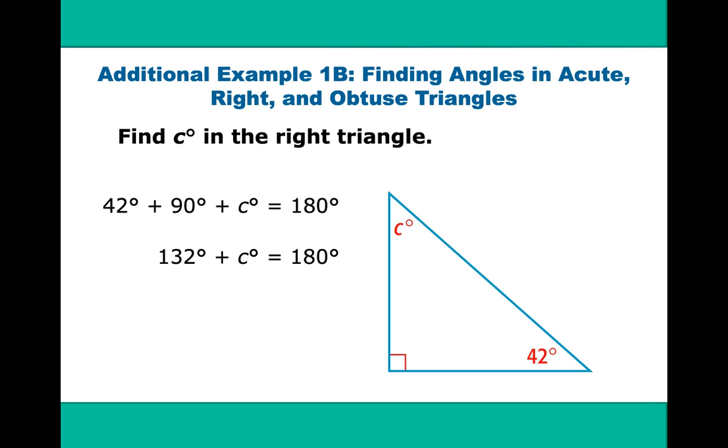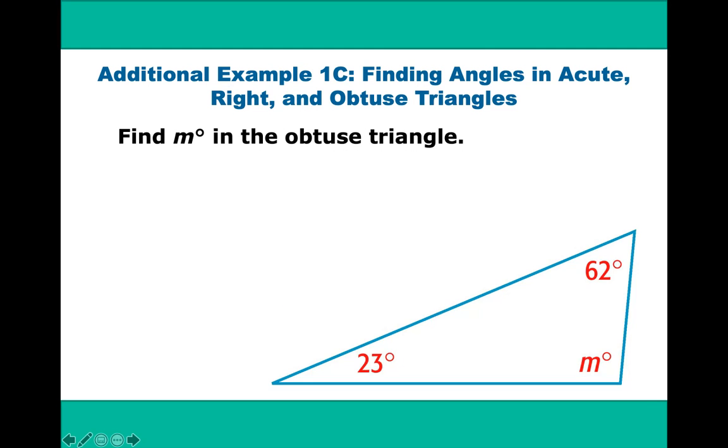We can combine the two degrees we know, 132 plus c, and then we can go ahead and get that c by itself by subtracting both sides by 132, which would give us c is 48 degrees. This has one right angle, and since it has one right angle, that makes it a right triangle.